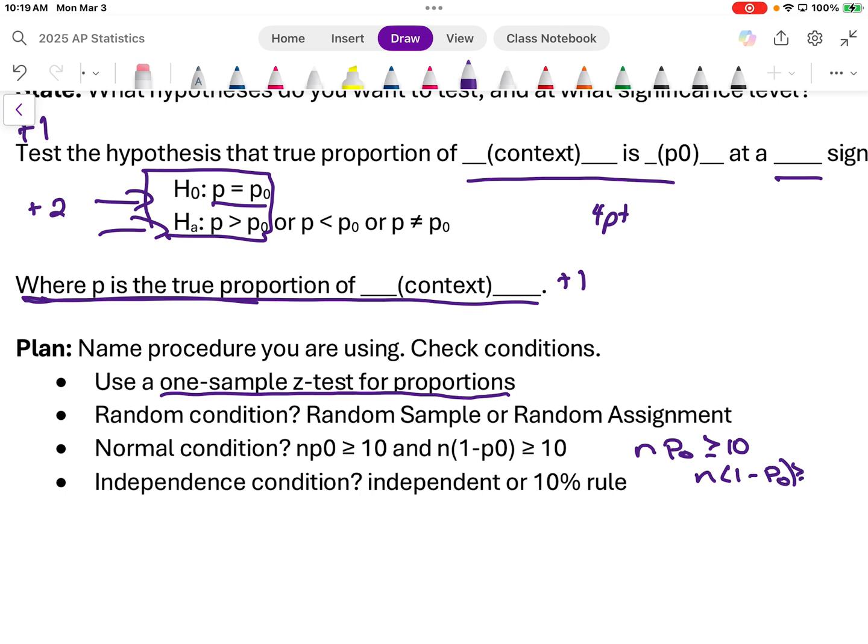And again, this is what I thought was the hardest thing in this course. When we start using the p, we use p hat. Now we're using p naught in this stage right here. So it gets confusing sometimes. Independence still stays the same thing. 10% rule: is 10 times little n less than or equal to big N?